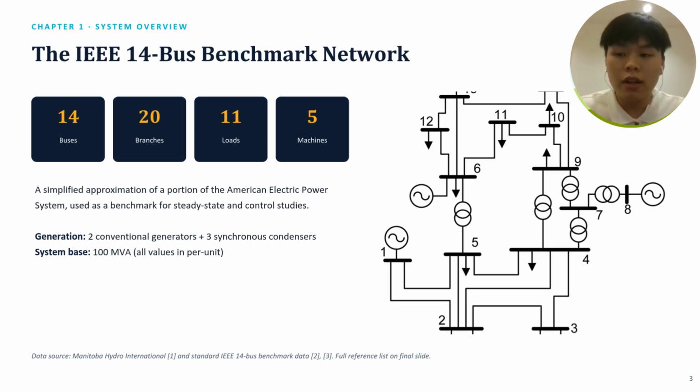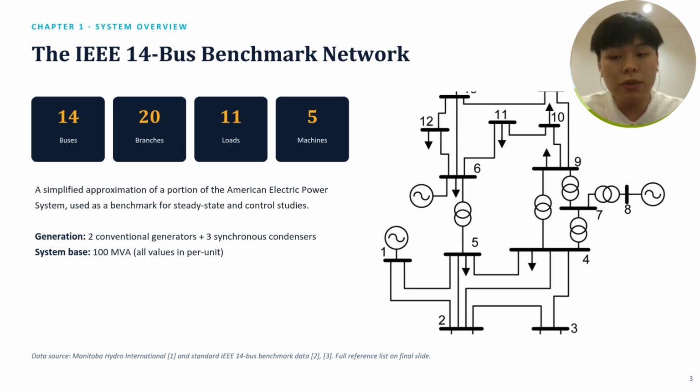As shown here, the network has 14 buses, 20 transmission branches, 11 customer loads and 5 synchronous machines, which are two synchronous generators and three synchronous condensers. Every value in our analysis is expressed in per unit, normalized against a common 100 MVA system base, which keeps the math consistent across the network regardless of the actual voltage level at each bus.